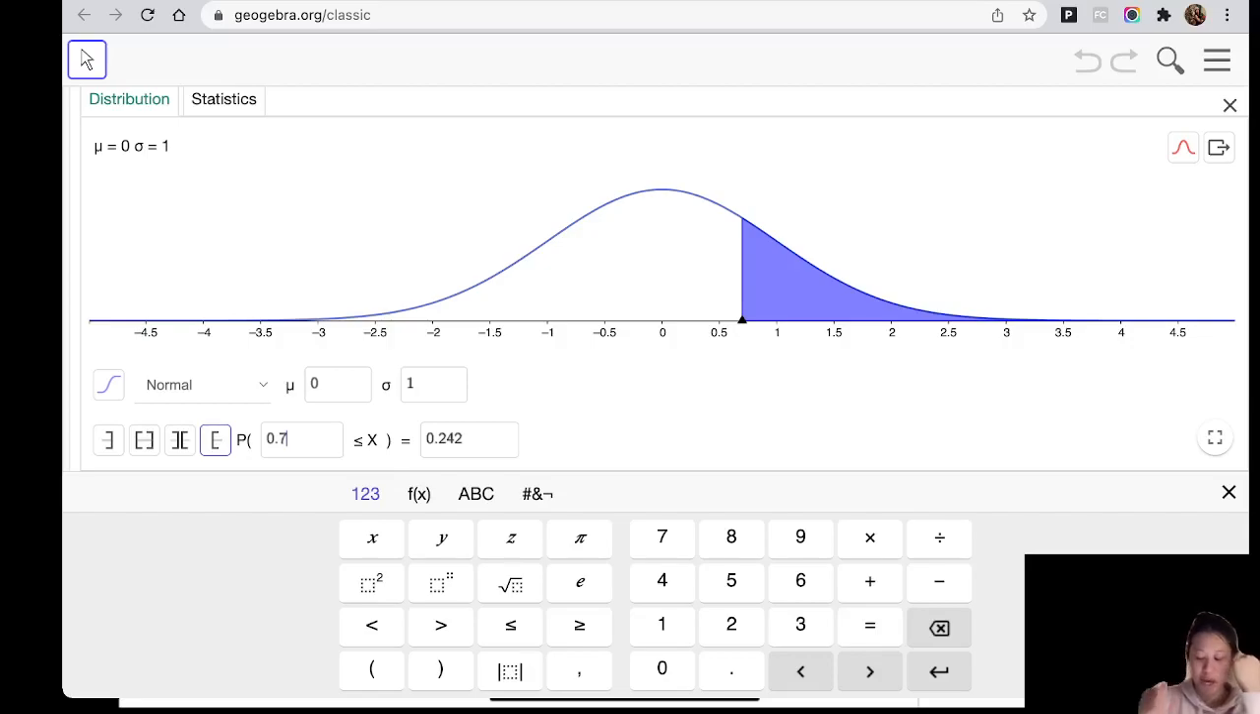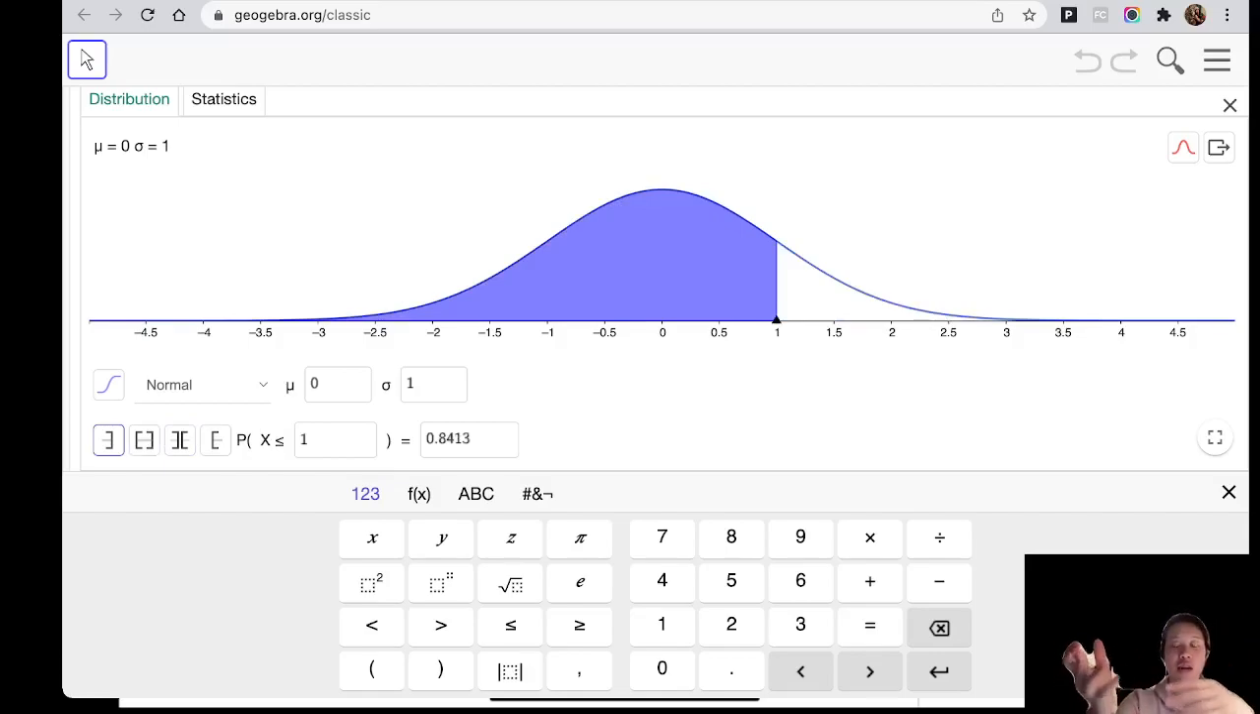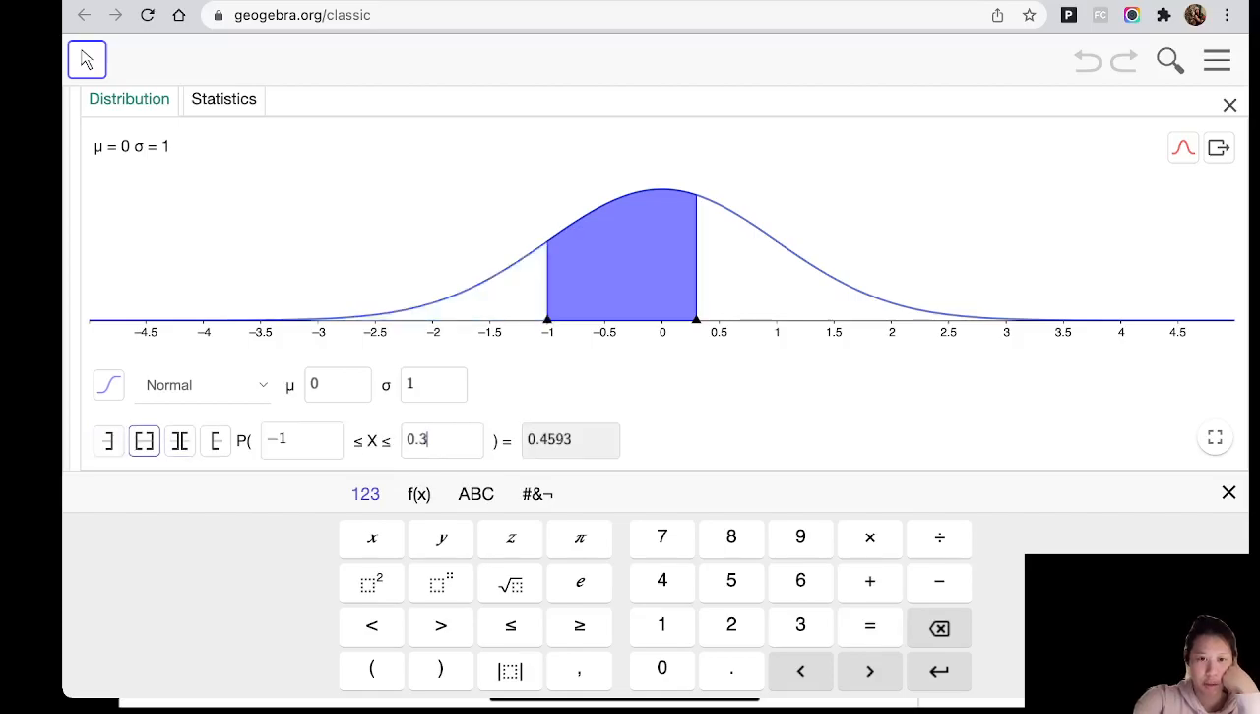Okay, so this B is when x is less than 0.3. Less than 0.3 means we want the shaded area on the left. That means less than, but it's 0.3. So we change the number here to 0.3, which is 61.79%.